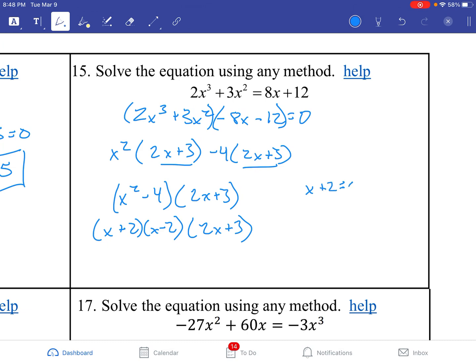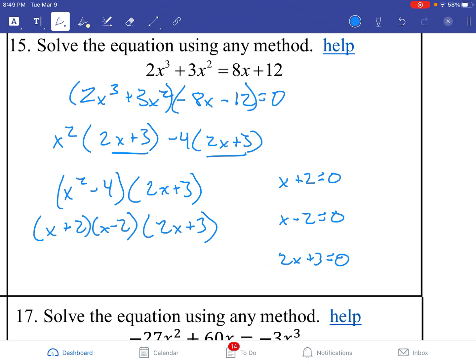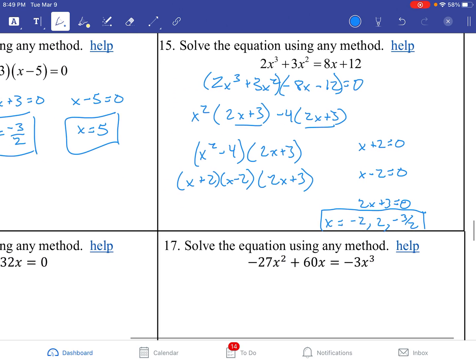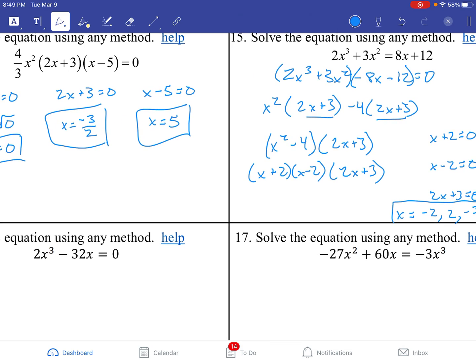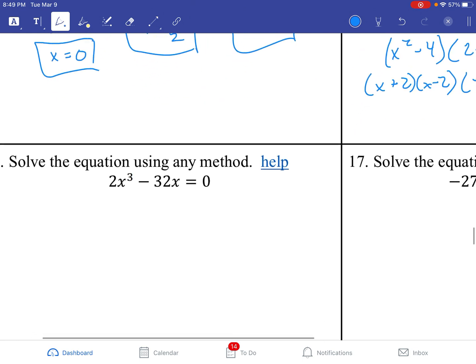We have x plus 2 equals 0, x minus 2 equals 0, and 2x plus 3 equals 0. So we have three answers. X can equal, so I'll put it down here, -2, +2, and -3/2. Okay. Do be careful about those kinds of four-termed equations that are cubic functions, or cubic equations rather, because you might be able to factor that one again.